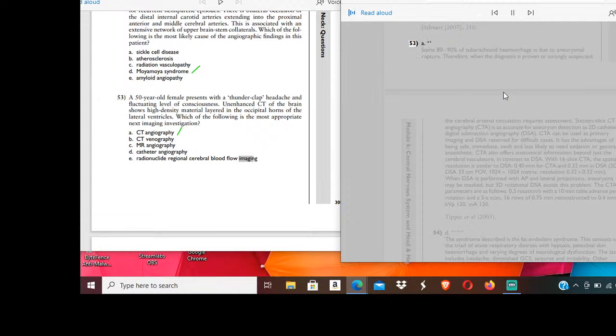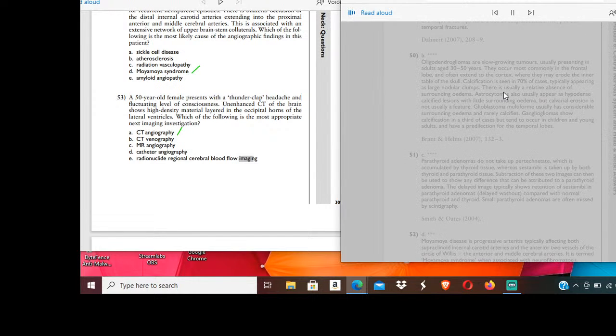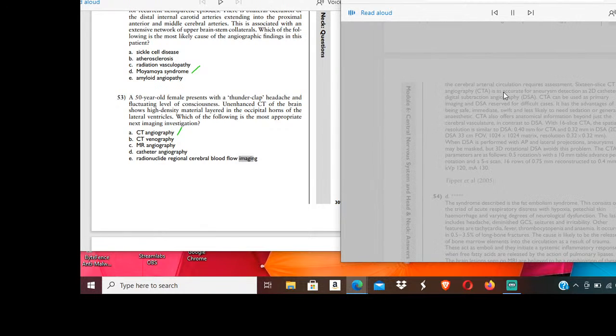53A. Some 80-90% of subarachnoid hemorrhage is due to aneurysmal rupture. Therefore, when the diagnosis is proven or strongly suspected, the cerebral arterial circulation requires assessment.